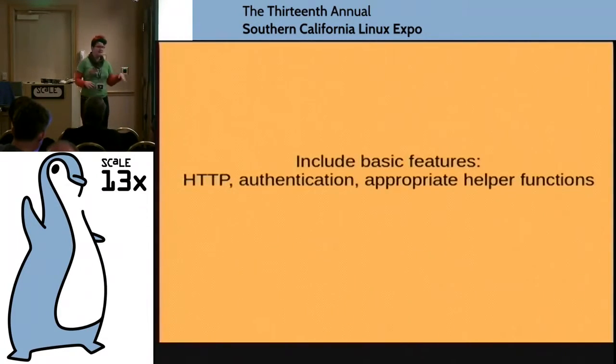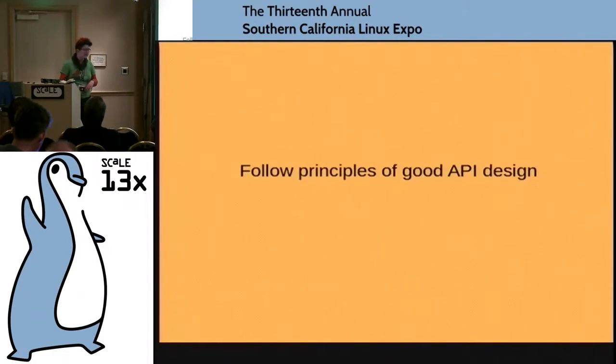All right, so a library that's easy to use should have enough features to make it worth using. In general, it should handle HTTP. It should handle authentication if that's a concern. You should have appropriate helper functions to handle the response in a way that's consistent with the language that you're using. It should follow principles of good API design, because when you write a client library, you're putting an API on top of another API. So API design principles apply to you as well.